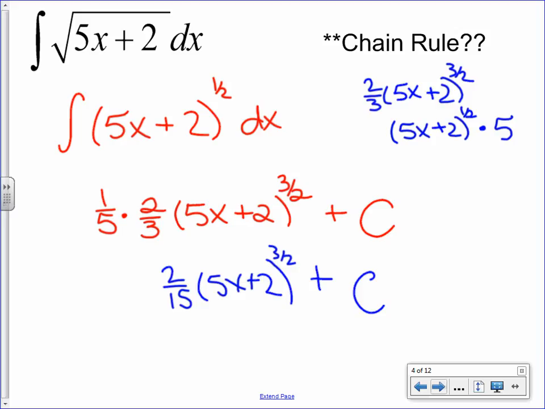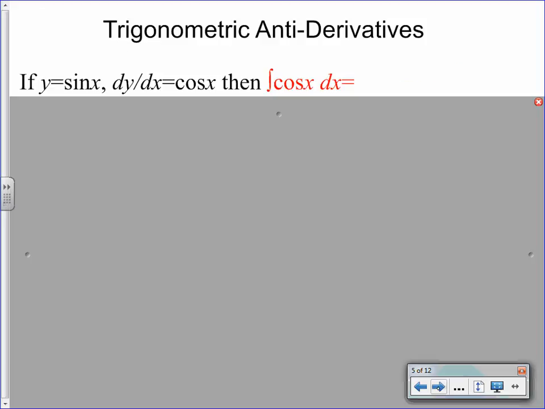You saw a little bit of that yesterday, correct? When you had the sine of 5x or the cosine of pi x or whatever we had. Same kind of thing, right? Let's talk about some trig functions.